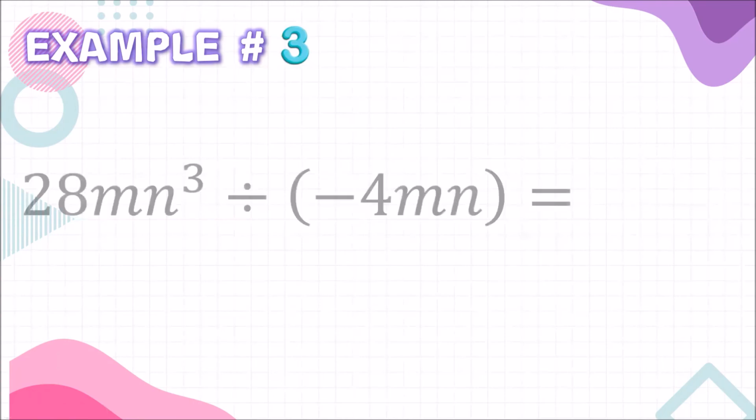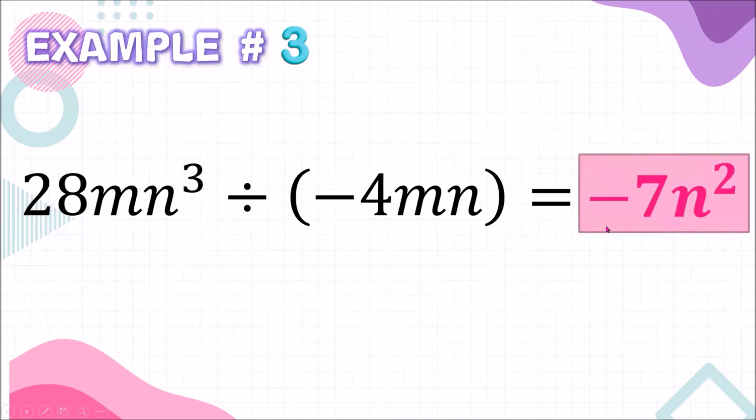Example number 3. We have 28mn cubed divided by negative 4mn. So positive divided by negative is negative. 28 divided by 4 is 7. And then the m cancels out, because 1 minus 1 is 0. And then n cubed over n, so this is 1. So 3 minus 1, 2. So our answer will be negative 7n squared.